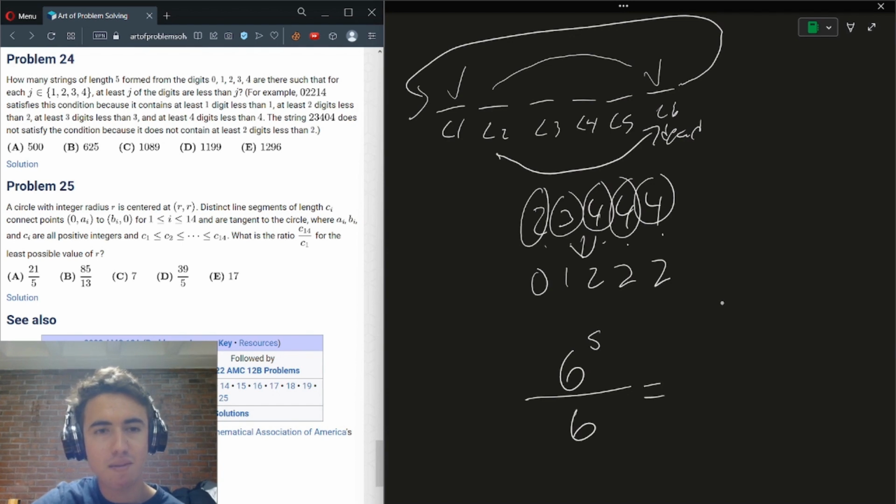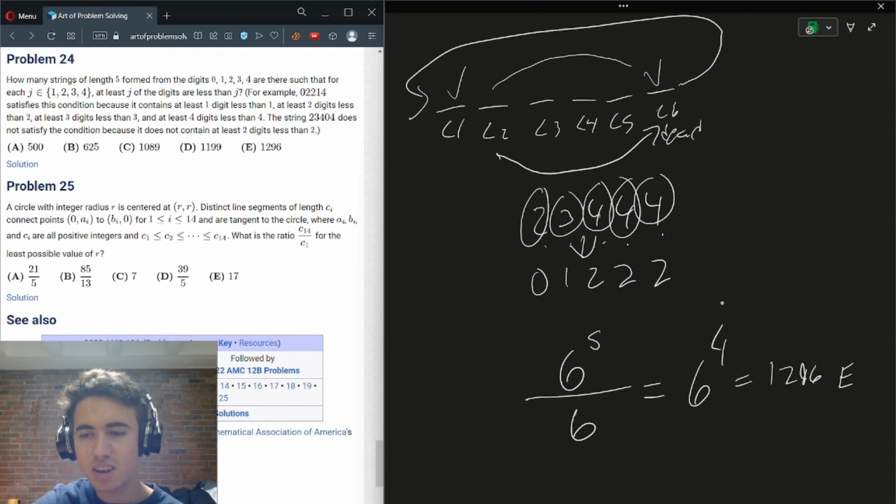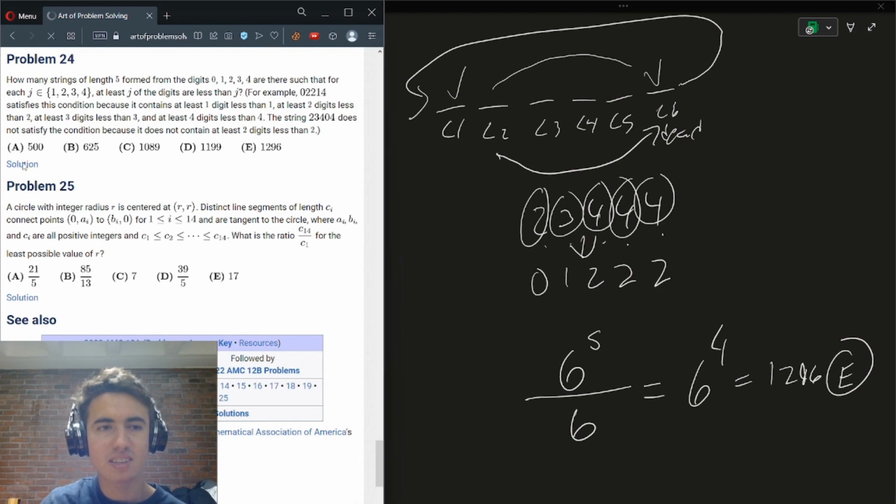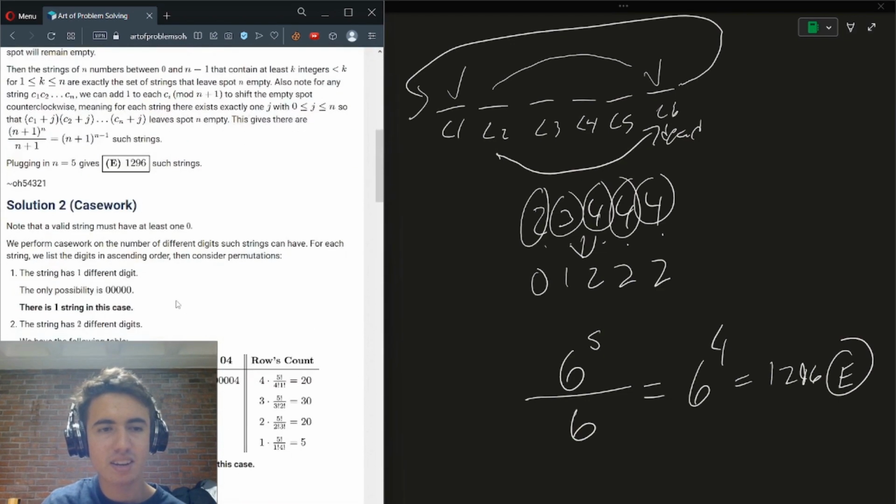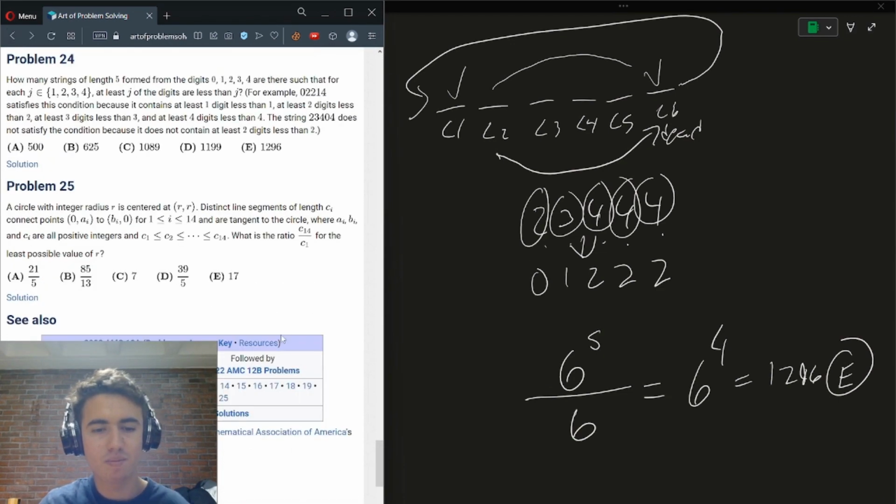When we do that, the number of combinations is 6 to the power of 4, and if you evaluate that out, it should be 1296, which is equal to E. And then let's make sure that that is the correct answer. And that does appear to be the correct answer.